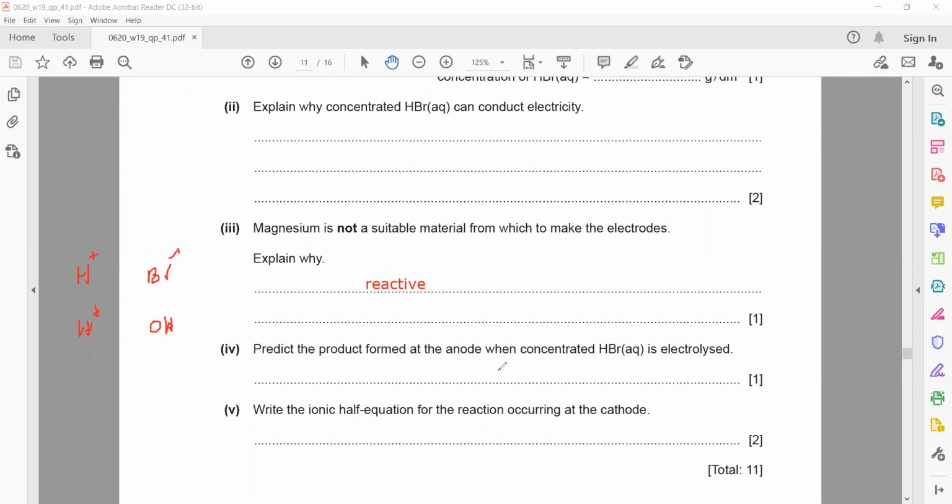Then write the ionic half equation for the reaction occurring at the negative electrode. Hydrogen ions are attracted towards the cathode, take 2 electrons and change to hydrogen gas. That's a reduction because they gain electrons. Two minutes left, so we'll not be able to complete this question 7. I'll share another link and continue the discussion.